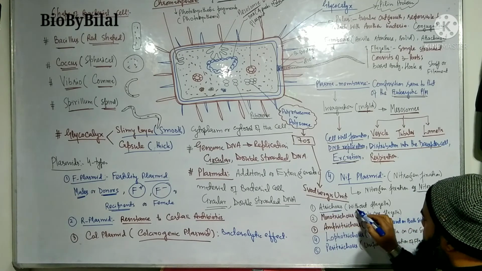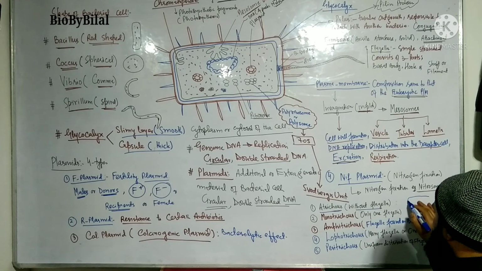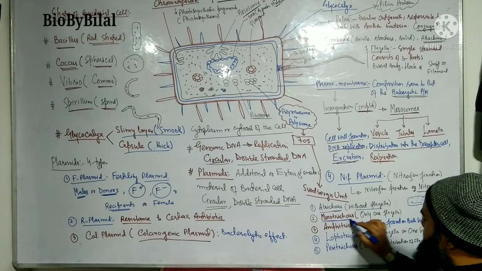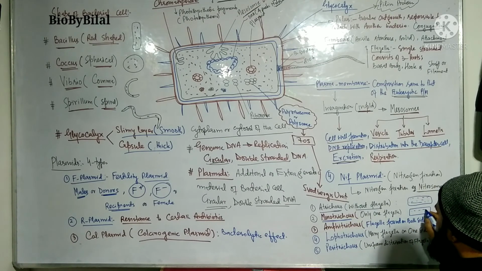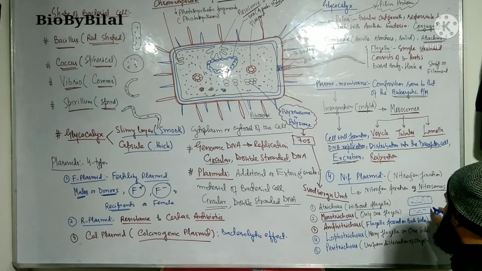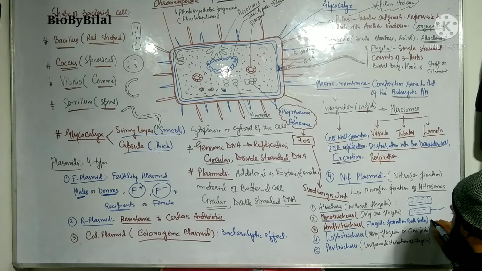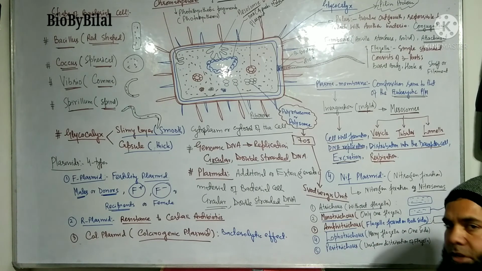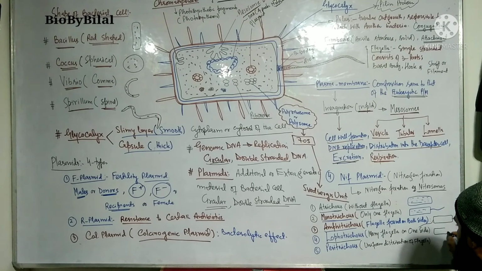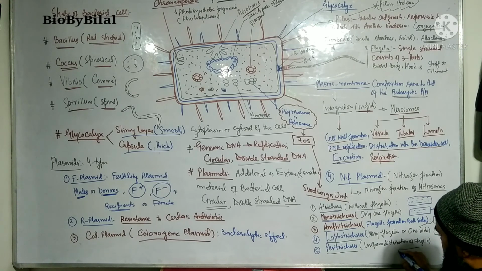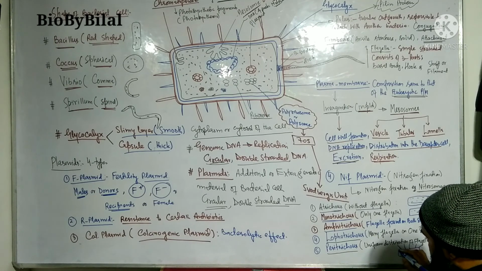So the first one is Atrichous, without flagella. This is the bacteria which doesn't contain any kind of flagella. Second one, Monotrichous, having only one flagellum, like the diagram I have drawn in the middle of the board. This one contains only one flagellum, so it is called Monotrichous. Third one is Amphitrichous, flagella found on both sides, like this. This is the bacteria, it contains flagella here and here. And Lophotrichous means the bacteria which contains flagella on one side, but they are many in number. And finally, Peritrichous means the perimeter of the bacteria, having uniform distribution of the flagella.